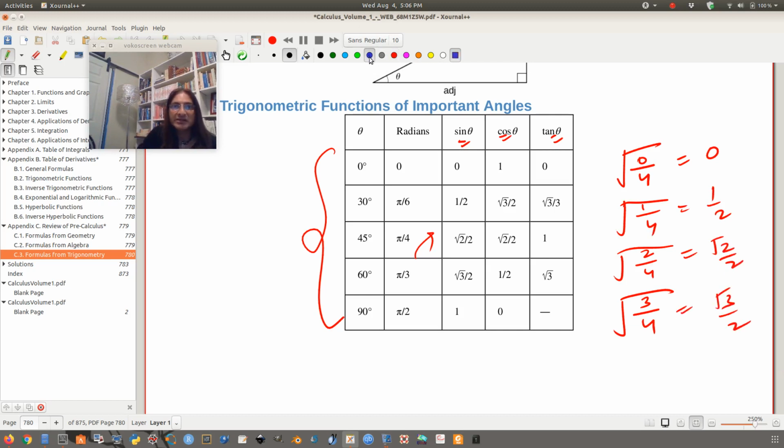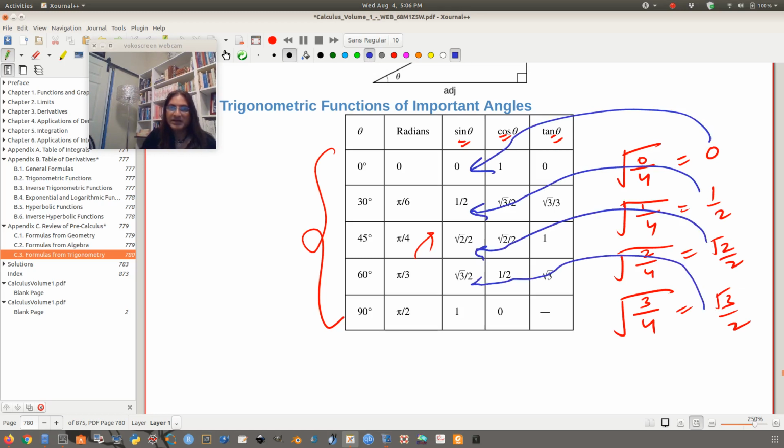And you can see very clearly these are sine of 0, sine of 30, sine of 45, sine of 60, and finally, I forgot the last one, which is square root of 4 over 4, which is 1. And that is this one. So these, square root of 0 over 4, 1 over 4, 2 over 4, 3 over 4, 4 over 4, are sines of 0, 30, 45, 60, and 90.